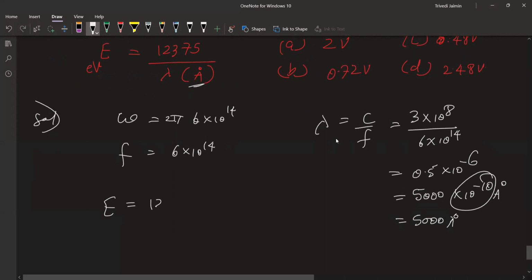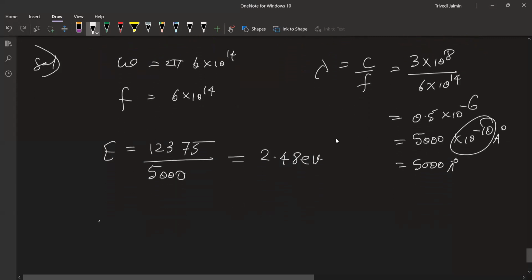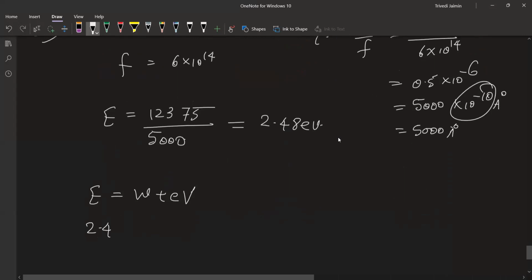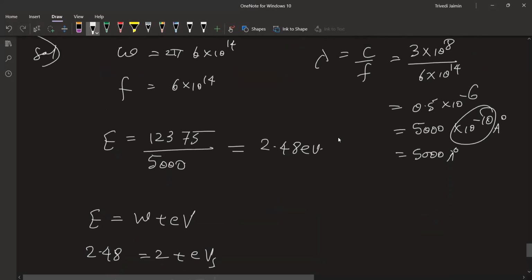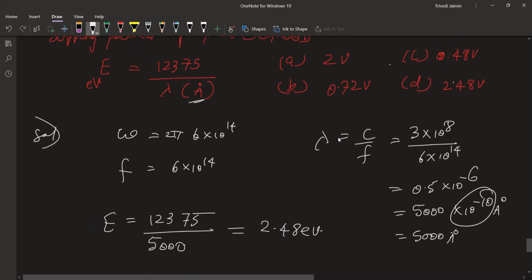Now E is 12375, this is in eV, divided by 5,000, which is 2.48 eV. Okay, don't take D here. It is in eV. So E equals W plus eVs. So 2.48 equals 2 plus eVs. If we subtract this, Vs will be 0.48 volt. So yes, C is the answer, 0.48.